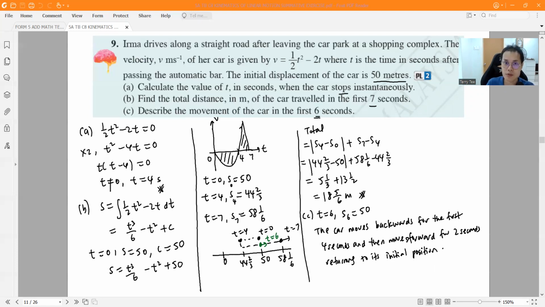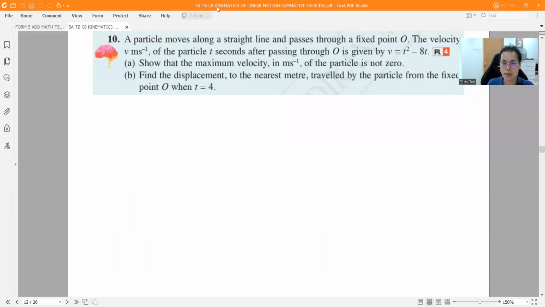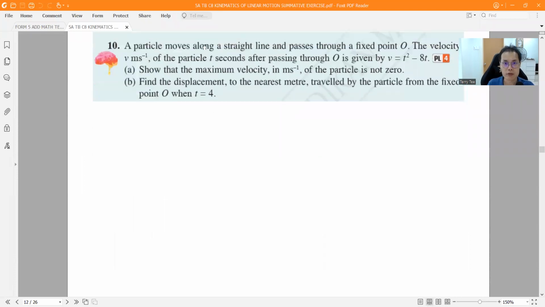All right, let's move on to question number 10. A particle moves along a straight line and it passes through a fixed point O. The velocity is given by v equals t squared minus 8t. Show that the maximum velocity of the particle is not zero.